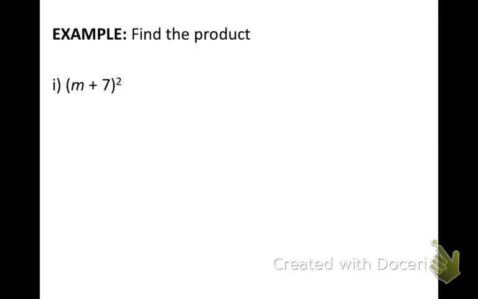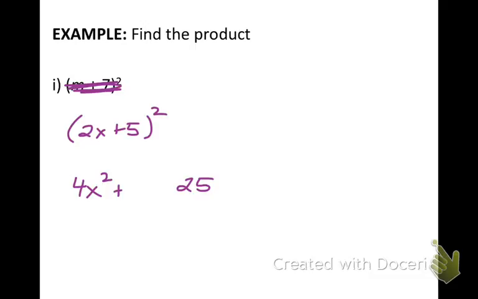What if it was 2x plus 5 squared? What would be your first term? What would be your last term? What would be your middle term? 20x, right? If you multiply everything together. 2 times 5 is 10 times 2x would be 20x.